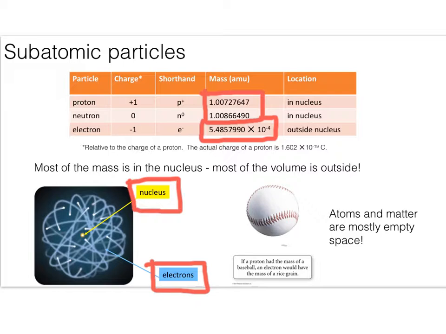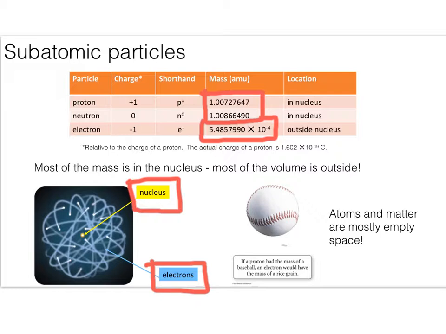A common analogy is that they are like flying gnats around your head. Your head has mass, but the electron is just kind of like this buzzing little gnat. On the other hand, although protons and neutrons, which exist in the nucleus, have almost all the mass, the electron still consists of most of the volume.